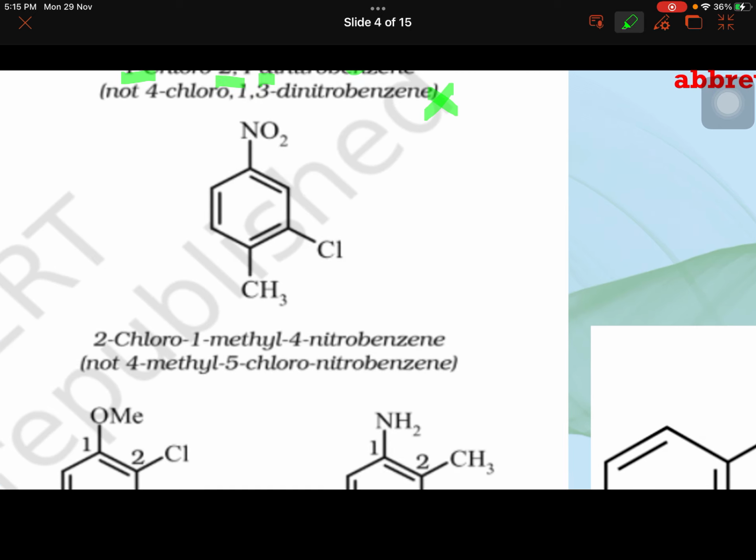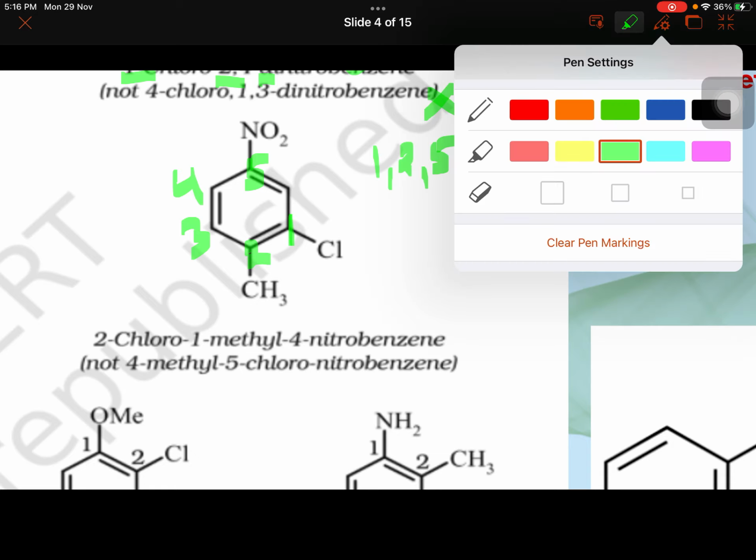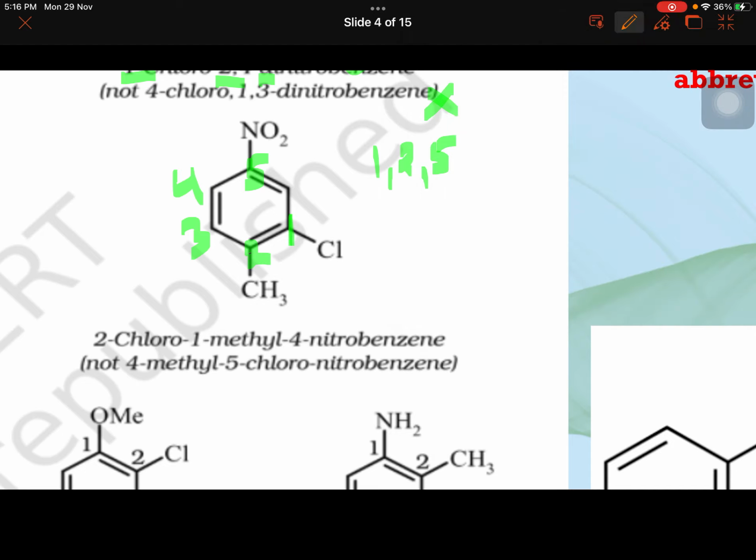Now, if somebody says that I want to start numbering from here, this will not work, because whether I go clockwise or anti-clockwise, one of the carbons having a substituent attached to it is going to have a large number. Here, if I go like this, 1, 2, 3, 4, 5, so I'm getting 1, 2, 5. If I come the other way, if I come from this nitro, 1, 2, 3, 4, I am getting 1, 3 and 4. One option was this, another combination is this.